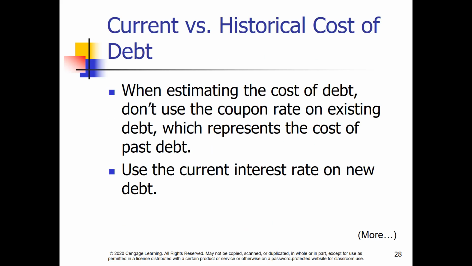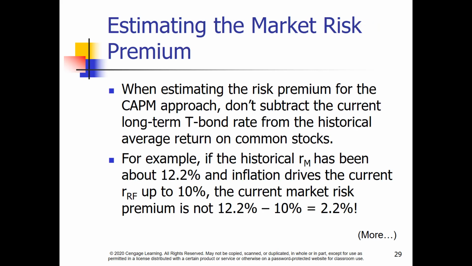We need to use the marginal cost of debt, the cost to issue new debt right now, reflected in the yield to maturity on any currently outstanding debt. The historical coupon rate, while probably the market rate at the time the debt was originally issued, is irrelevant now. When estimating the market risk premium, don't mix current and historical measures.